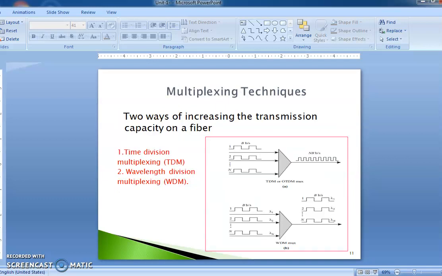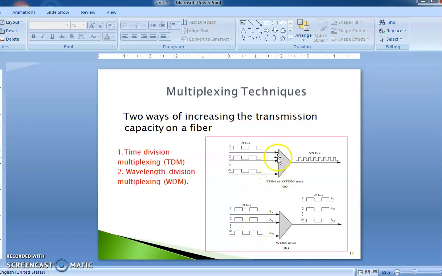Next, multiplexing techniques. Why is this done? In order to increase the transmission capacity of a fiber. The types of multiplexing techniques employed are time division multiplexing and wavelength division multiplexing. So, this diagram shows the time division multiplexing, and here it shows the wavelength division multiplexing.